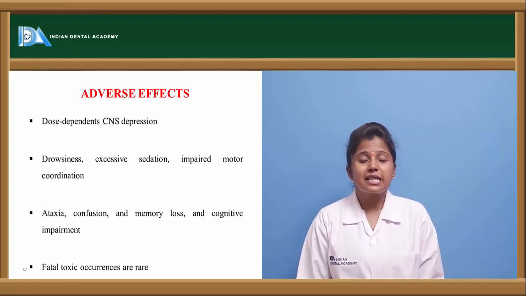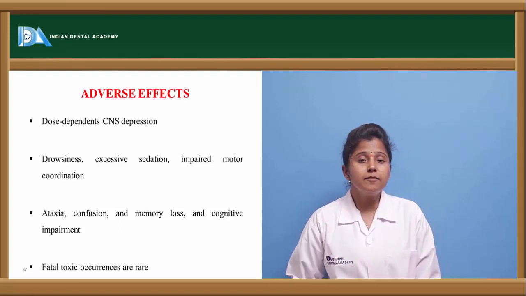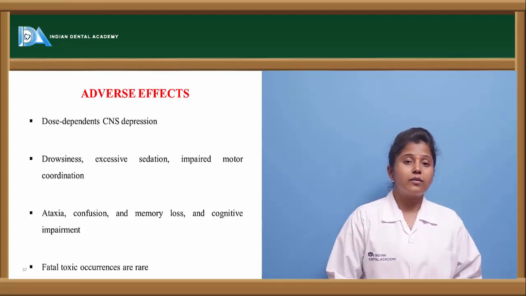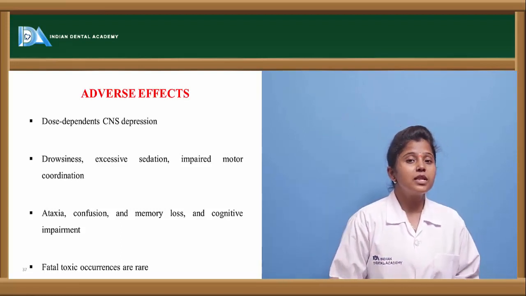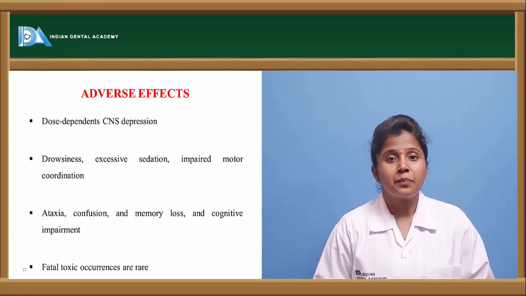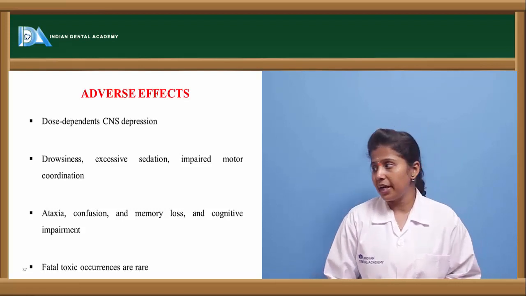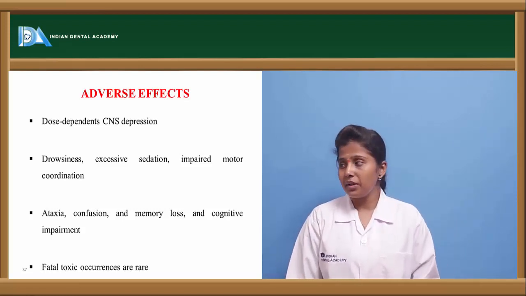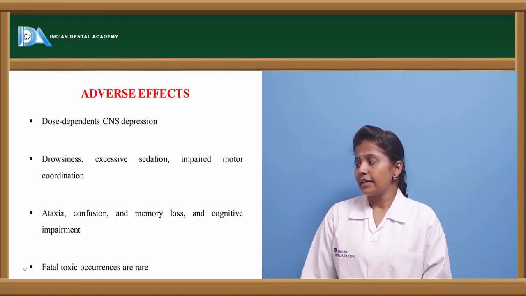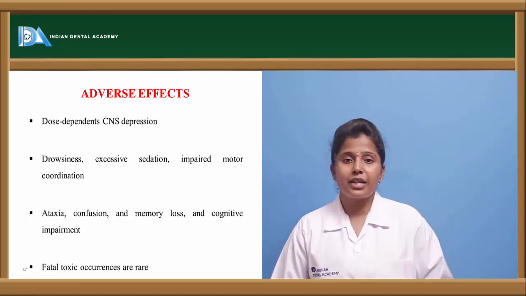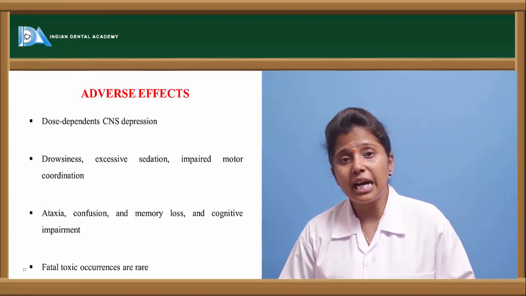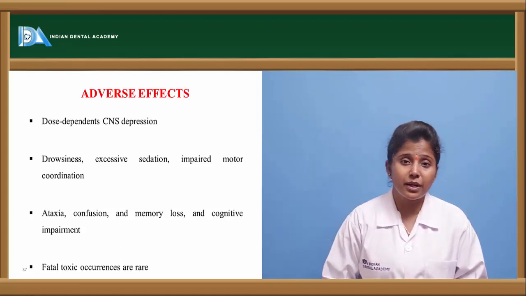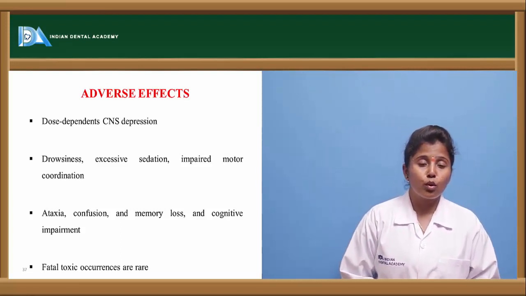Ataxia is a condition where the body movements are improper. The person's body movements are not controlled by the brain, so that will be impaired, and there will be confusion and memory loss. Fatal toxic occurrences are very rare. So death is very rare. Only if they are used in very high doses and for a longer period of time will the person go to coma and death.